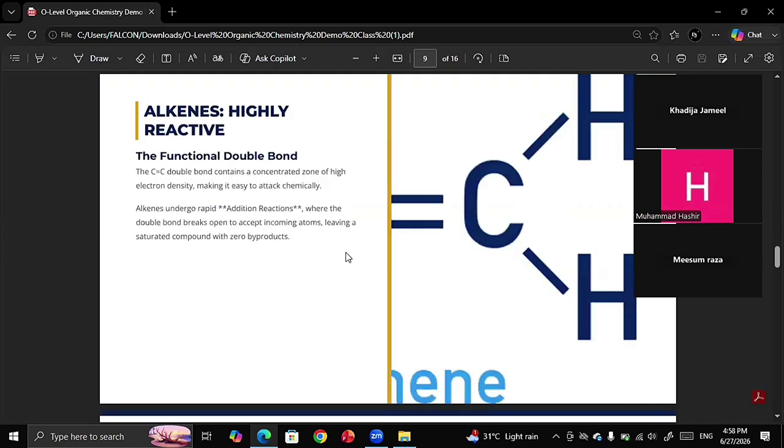Next, alkenes. Alkenes are unsaturated. They have a functional double bond, which makes them highly reactive. They undergo addition reactions in which they take up everything and change into a saturated compound with a single bond and zero byproduct. They leave nothing. They eat up everything.